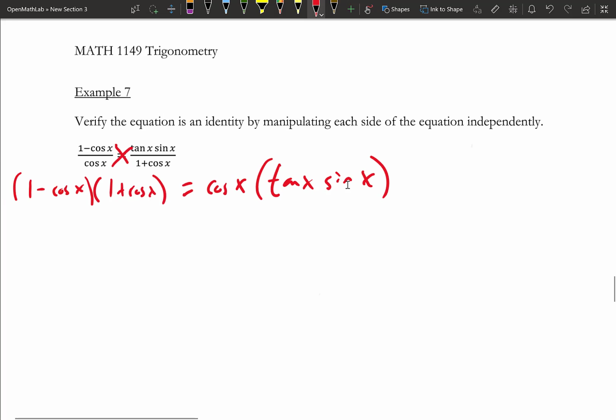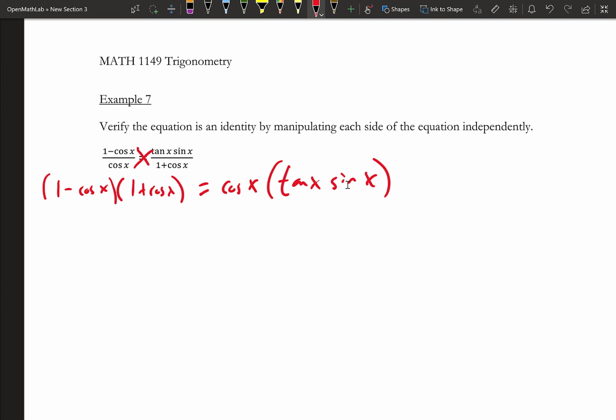Right? So these two statements are equivalent to one another. If I can show this one to be true, it's the same as showing that the original is true. So this is just a little easier to work with. So 1 minus cosine x times 1 plus cosine x would be 1 squared minus cosine x plus cosine x minus cosine squared x, just FOILing this.